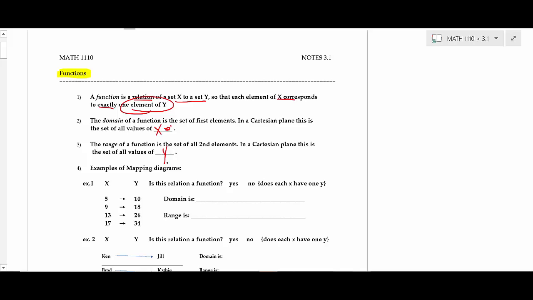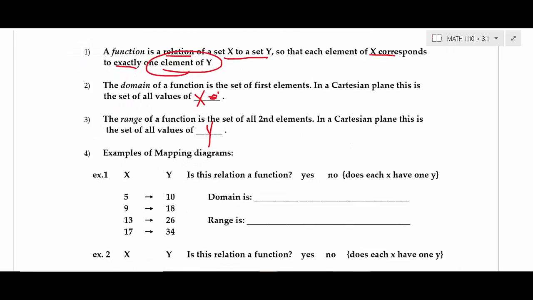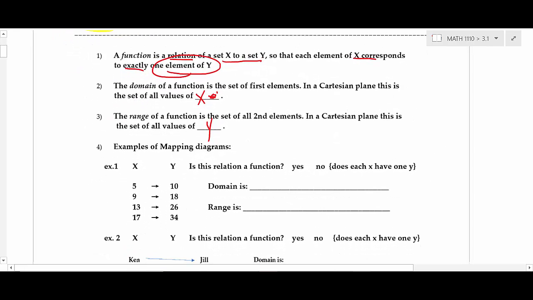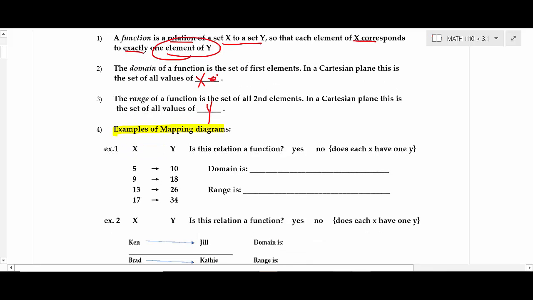Okay, to start talking about what a function is, I'm going to look at what we call mapping diagrams and show you what this is. You want to be able to take a mapping diagram and tell whether it's a function or not. All you have to do is ask this simple question: does every member of set x map to exactly one value of y? Notice that 5 goes to 10. That's what that arrow says. 9 goes to 18. 13 goes to 26. 17 goes to 34. So does each x have one y? Yes, so that means it's a function.